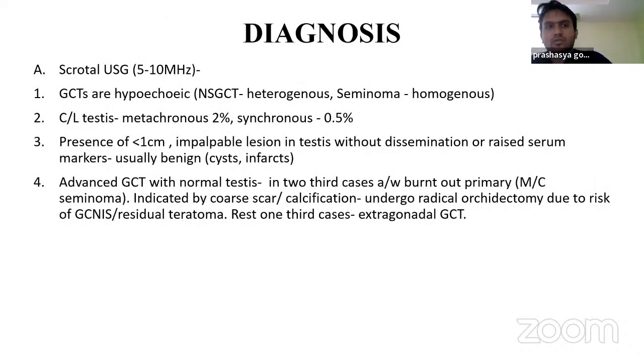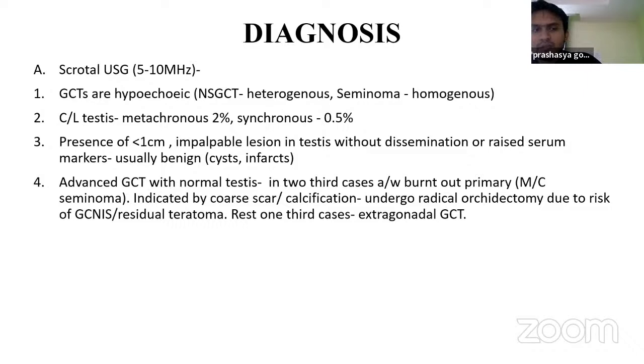For diagnosis, the first line is a scrotal USG, which is considered an extension of our physical examination. Germ cell tumors are typically hypoechoic, and among them, the non-seminomatous are heterogeneous, while seminoma is seen as a homogeneous hypoechoic structure. The presence of tumor in a contralateral testis is 2% metachronously, and synchronously it is only 0.5%. Presence of a less than 1 centimeter impalpable lesion in the testes without any evidence of dissemination or raised tumor markers points toward a relatively benign disease such as a cyst or infarct.